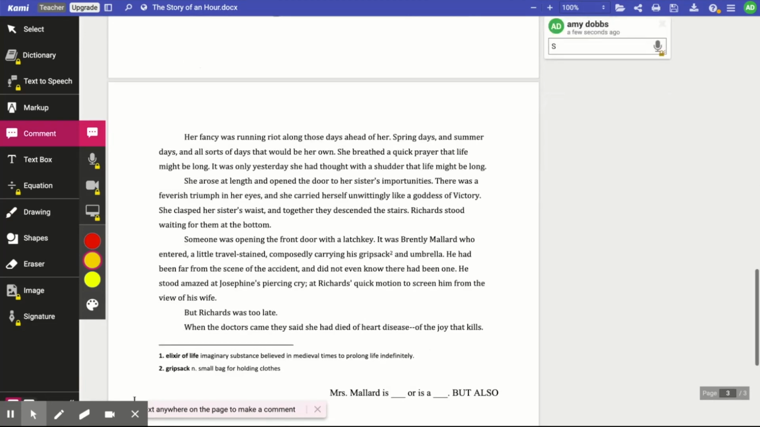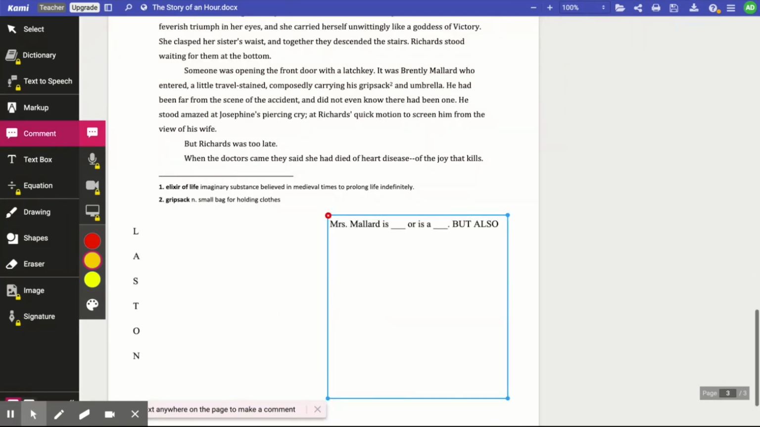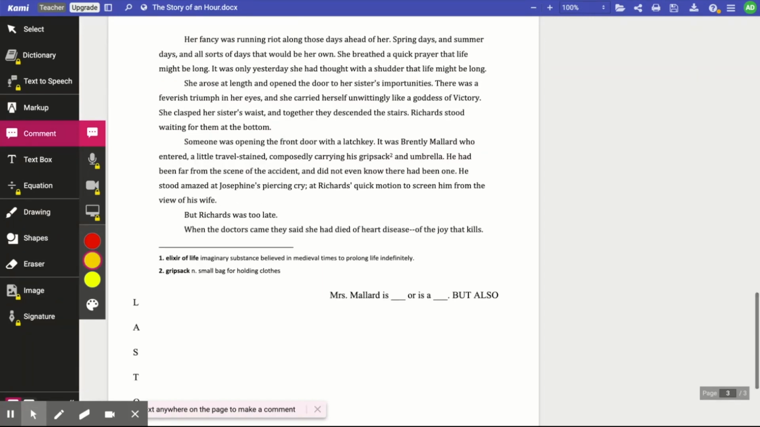The last little bit right here seems to be where she's thinking and also has a few actions at the same time. Her fancy, or her thoughts, were running right along those days ahead of her. Spring days and summer days and all sorts of days would be her own. She breathed a quick prayer that life might be long. It was only yesterday that she had thought with a shudder that life might be long.